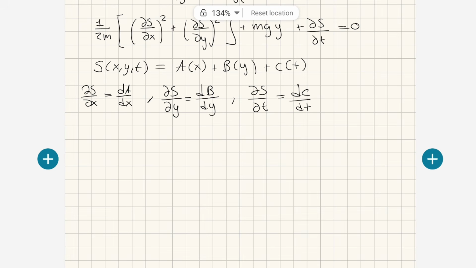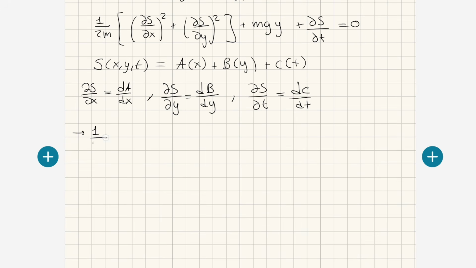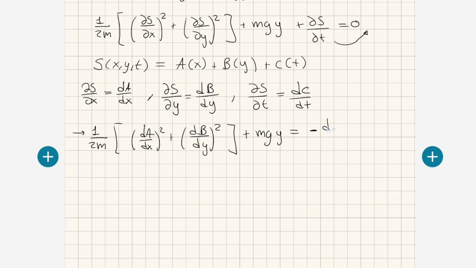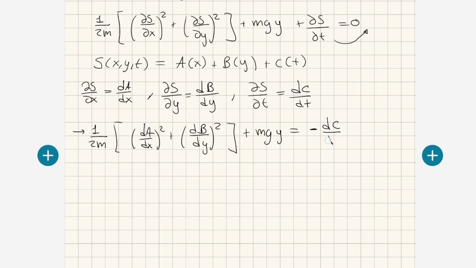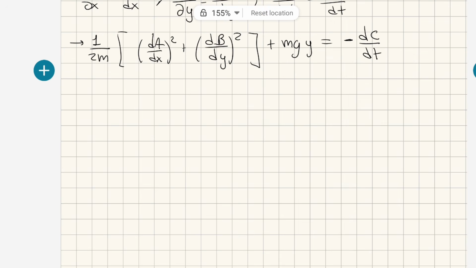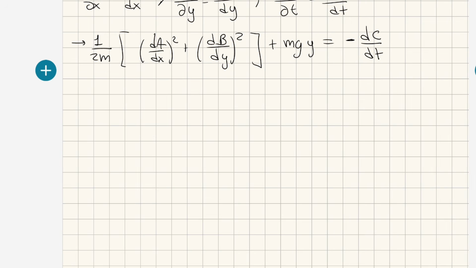So we can take this into the differential equation to get that 1 divided by 2m multiplies the derivative of a with respect to x squared plus the derivative of b with respect to y squared plus mgy equals, and let me take these into the right hand side of the equation to get minus the derivative of c with respect to time. Perfect.